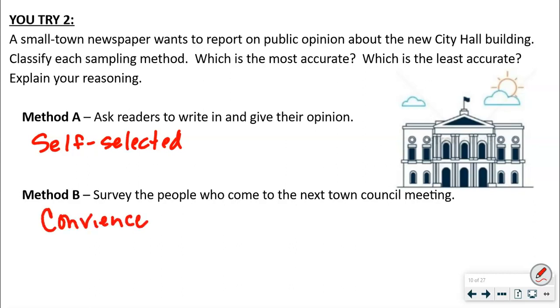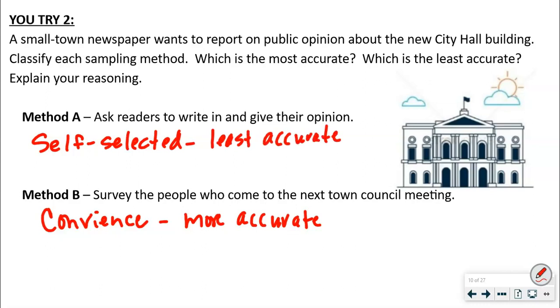So of these two, which one is more accurate? It would be this one, right? This would be more accurate because we at least surveyed all the people that showed up to the town meeting. Now, the other one is, if you have an opinion, some people will write in, some people won't, right? So this is going to be the least accurate of the two. Does everybody understand why? It's because they get to determine whether they actually respond or not with method A, okay?